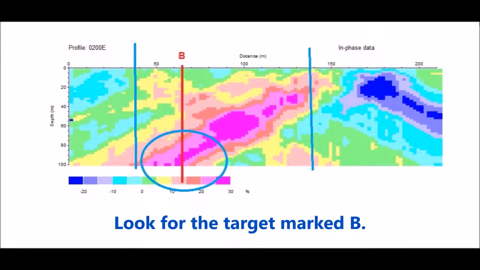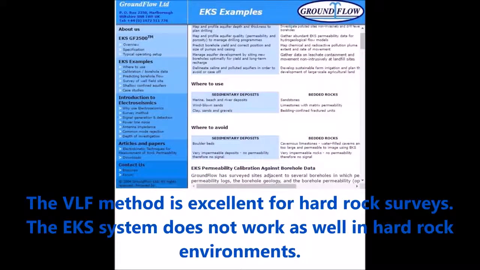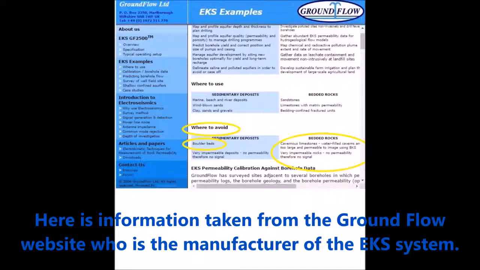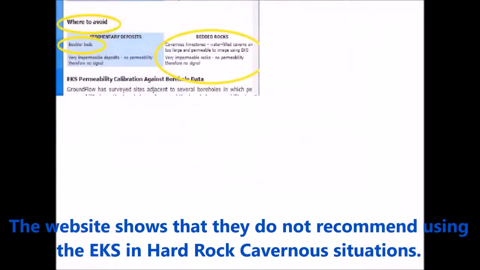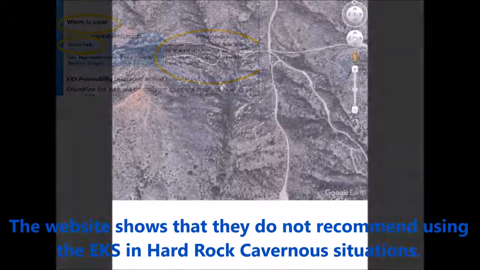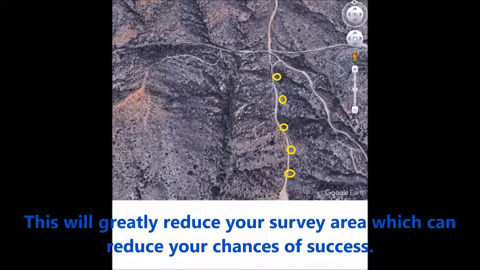The EKS system does not work as well in hard rock environments. Here is information taken from the Ground Flow website, who is the manufacturer of that system, showing that they do not recommend using this system in hard rock, cavernous situations. Properties with steep terrain and limited access should not use the EKS system. Since they have to be able to pull up their vehicle to each spot they check, this can greatly reduce your survey area, which can greatly affect the chances of success on your property.